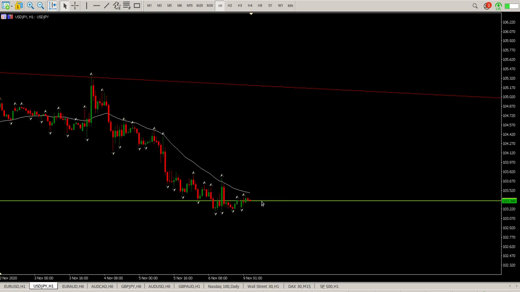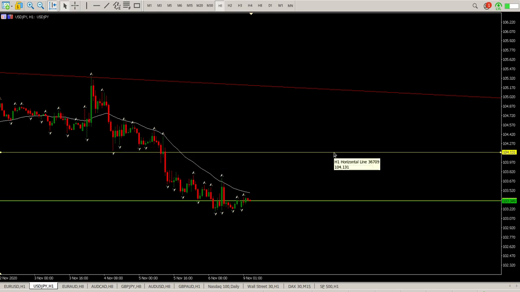If we can get above it, come back, test it, hold it, and then start making higher highs, that would give me an opportunity to buy into this. But realistically, I think I would be wanting to short off the 104.131 area, because that is the underlying trend, which is down.